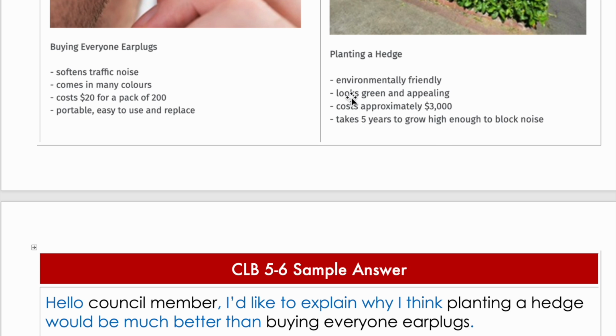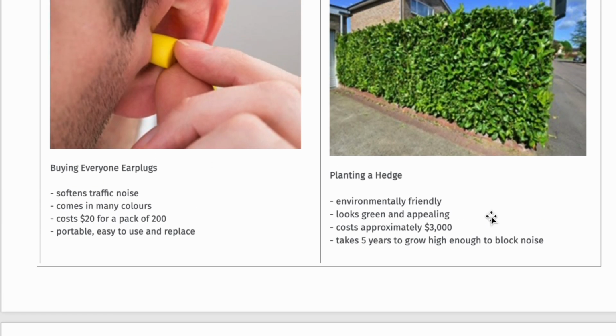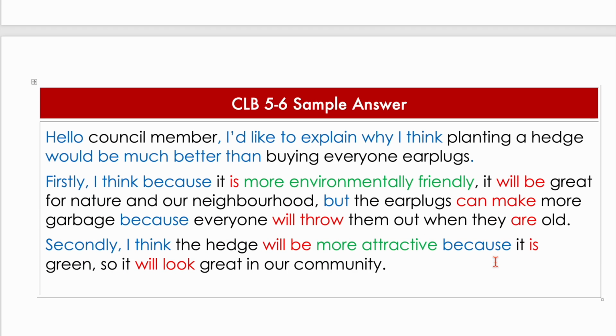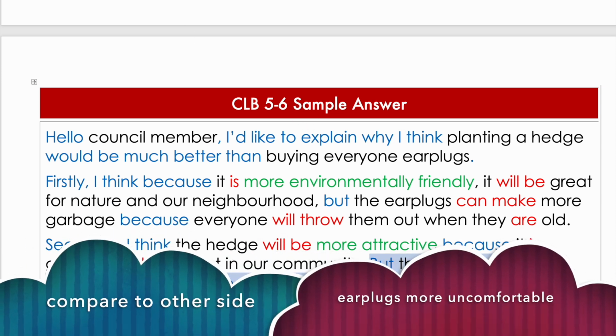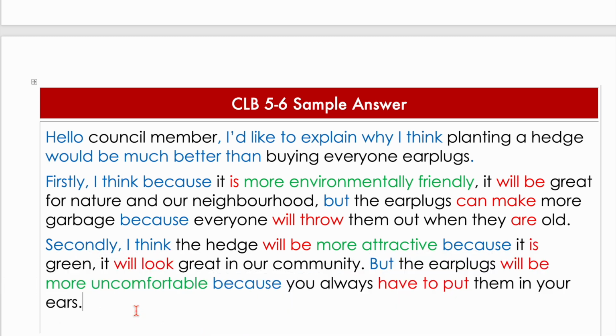So now we need to say something about this one. Ours is green and appealing. What about the earplugs? But the earplugs will be more uncomfortable. Oh, yes, because you always have to put them in your ears. Right. So more uncomfortable. Comfortable, uncomfortable. Because you always are putting them in your ears. That will be very uncomfortable, right?